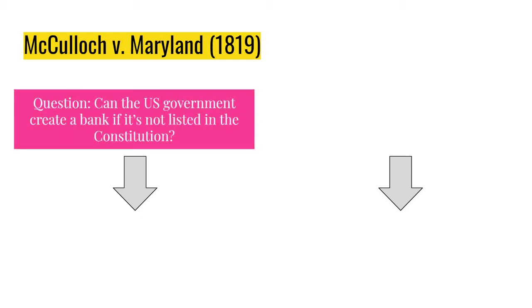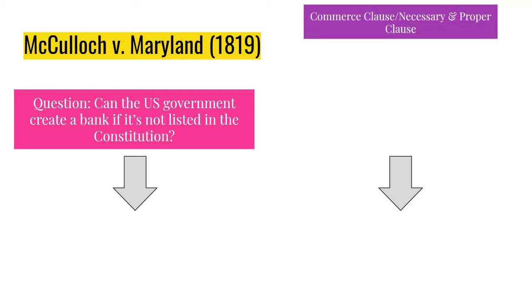It really dealt with two issues. First, can the United States government create a bank if the word bank is not actually listed in the Constitution? The part of the Constitution most relevant to this fight is the Commerce Clause, which says the government has the ability to regulate commerce, like economic stuff. And then the Necessary and Proper Clause, which says that the government has the ability to carry out any of the powers that actually are stated in the Constitution, and they can do anything that's necessary and proper to do that. So those are the parts of the Constitution related to this question.